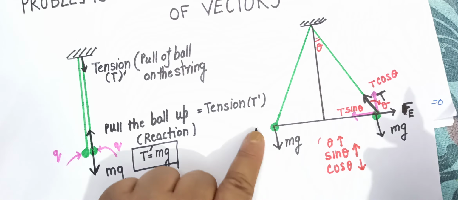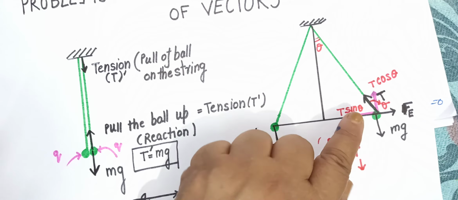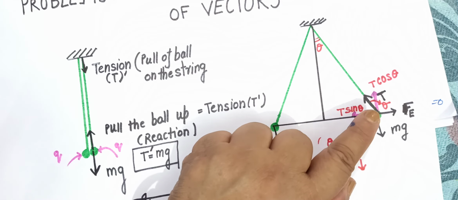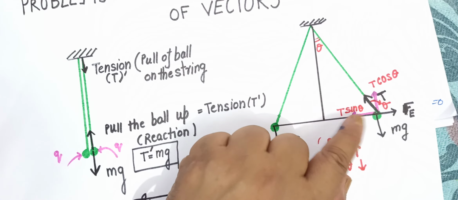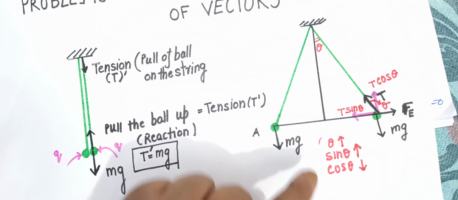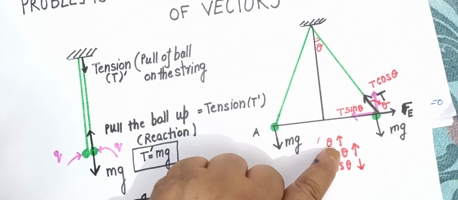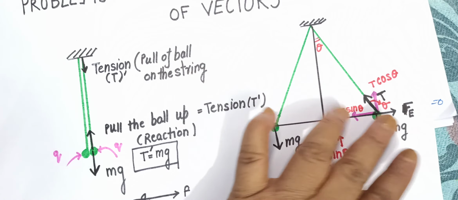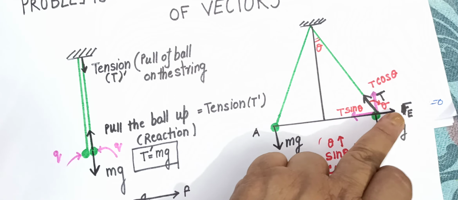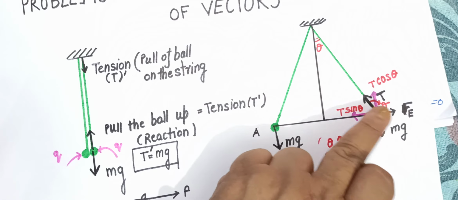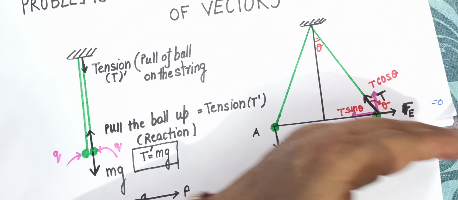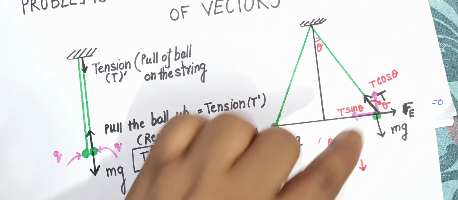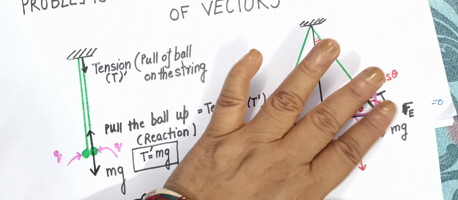So that means when the two balls are running away, the theta is changing. Since theta is changing, sine theta is changing, and T sin theta will change. Theta is increasing, sine theta is increasing, T sin theta is increasing, and there may be a situation when this force balances the electrostatic repulsive force and the ball comes at rest at this position and is not moving in the horizontal direction towards right or left. And T cos theta may balance gravity and the ball is at rest.